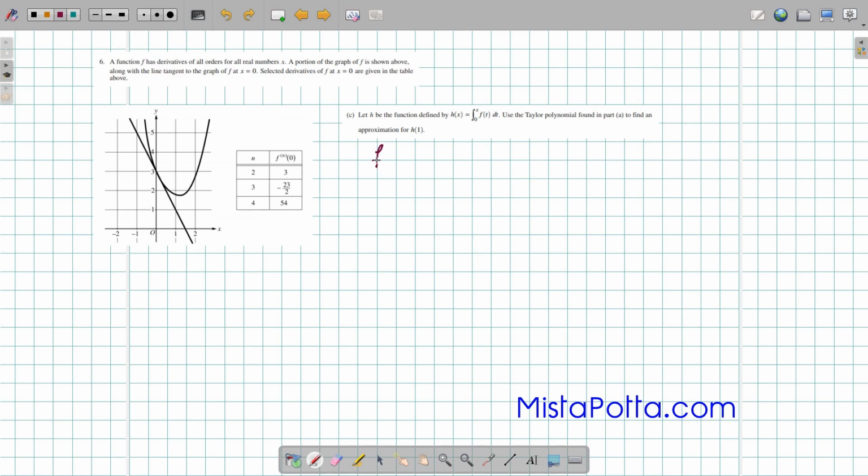So we know from f of x in part A, we said that that was equal to 3 minus 2x plus 3 halves x squared minus 23 over 2 x cubed over 3 factorial. So if this is f of x, I want to integrate that to find the Taylor polynomial to find an approximation for h of 1. So h of x should be the integral of this.